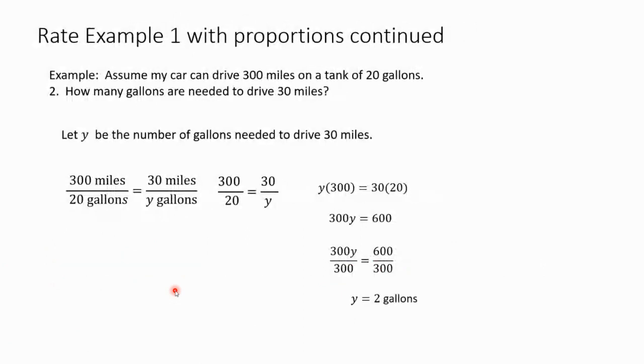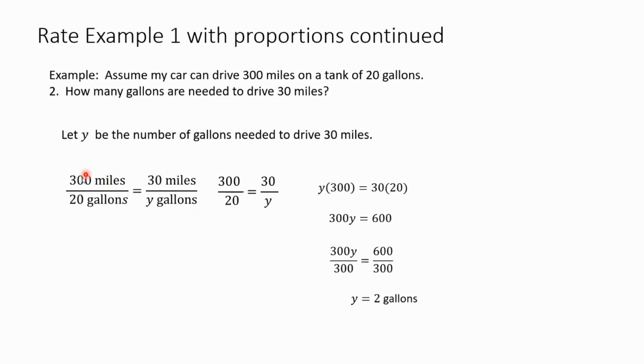That's good. For the second part, now we want to know how many gallons are needed to drive 30 miles. Again, we have the same rate from before. This next rate, though, is how far we drive, 30 miles, over the number of gallons of gasoline. And that's what I'm calling Y. I could have used X again if I wanted to, but this is okay.